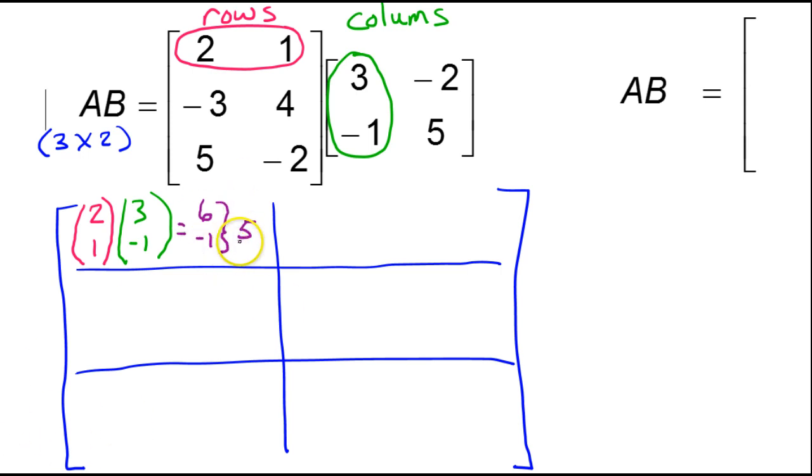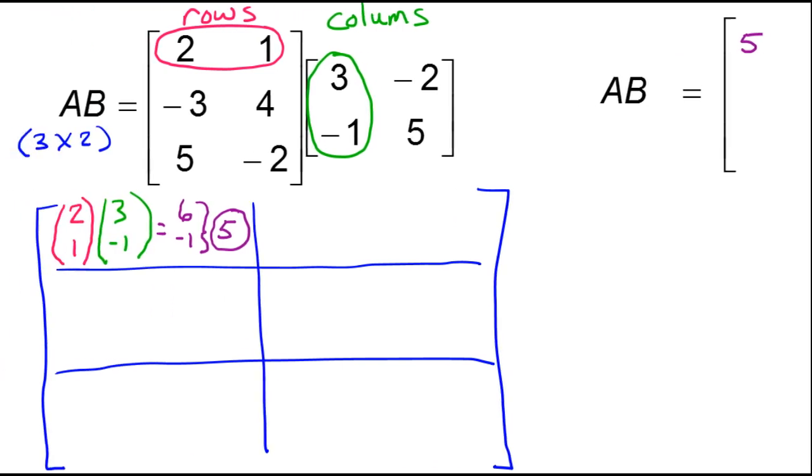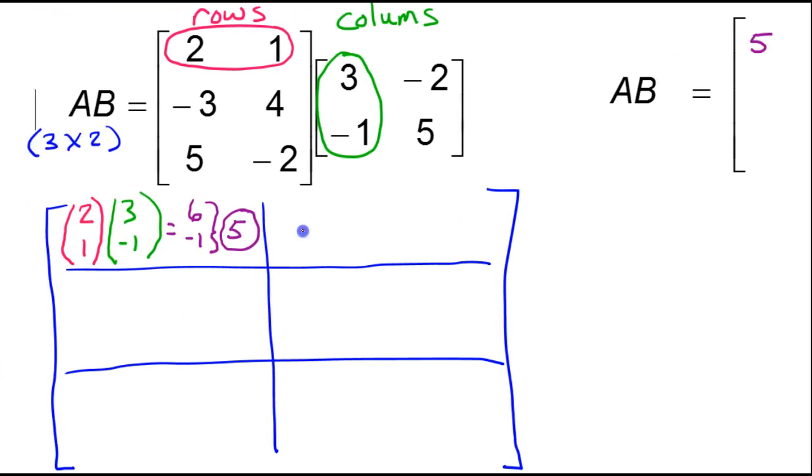I decided to write it this way instead. So this 5 is the element of row 1, column 1 for my answer. So I'm going to go ahead and put that 5 right here. Okay. Now, let's say I wanted to find the next element over.